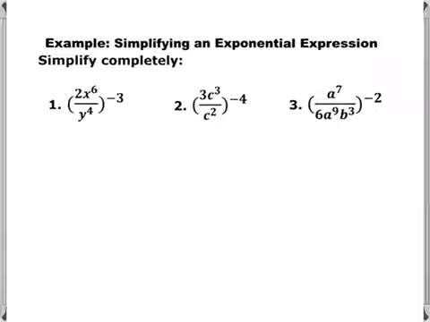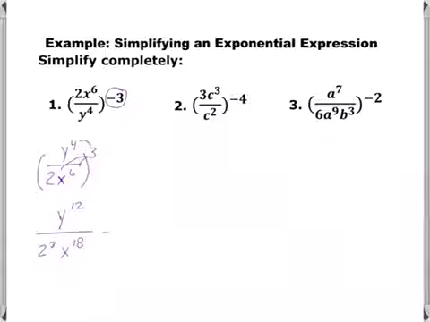So example 1, 2x to the 6th over y to the 4th, all raised to the negative 3rd power. I want to get rid of this negative 3 first, so I flip the entire fraction. And then I apply the exponent to everything inside. So exponents get multiplied together, and the 2 just gets the exponent applied to it. So we get y, 4 times 3 is 12, we get 2 to the 3rd, and x, 6 times 3 is 18. We can multiply out the 2 to the 3rd, so our final answer becomes y to the 12th over 8x to the 18th. And that's our answer.